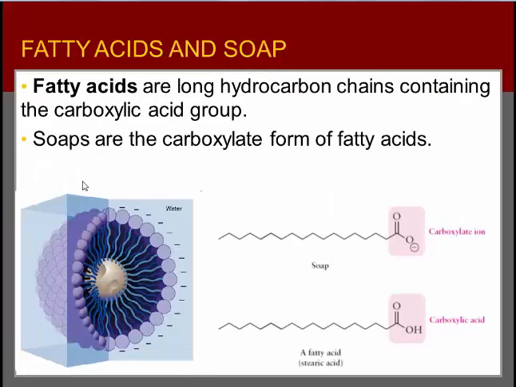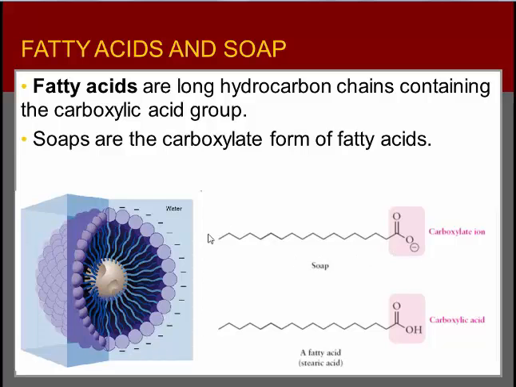So a fatty acid, which you might be familiar with that term, are long hydrocarbon chains containing the carboxylic acid group. So here's a fatty acid. We see a long hydrocarbon chain with a carboxylic acid on the end. And in order to make a soap, we will deprotonate, remove this H here, to form a carboxylate ion from that same fatty acid. Now we have a highly charged polar head group and a nonpolar tail.